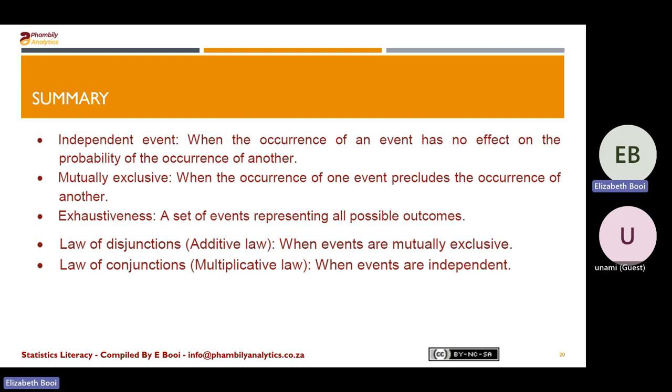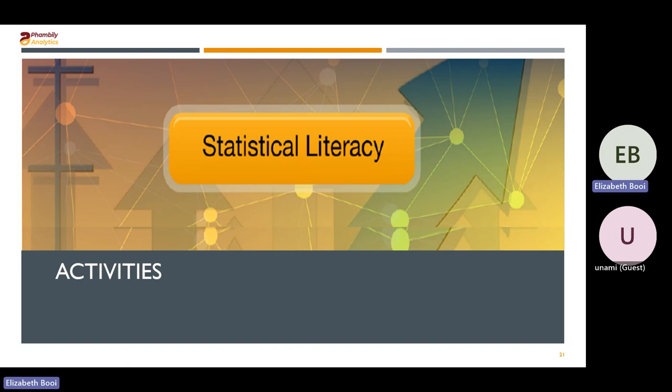The law of conjunction deals with independence. So ask yourself, am I dealing with conditional probabilities here? Are events A and B independent of one another? When they are, especially for joint events, we're going to use the multiplicative rule, because the probability of A and B is equal to the probability of A times the probability of B. Always remember that.